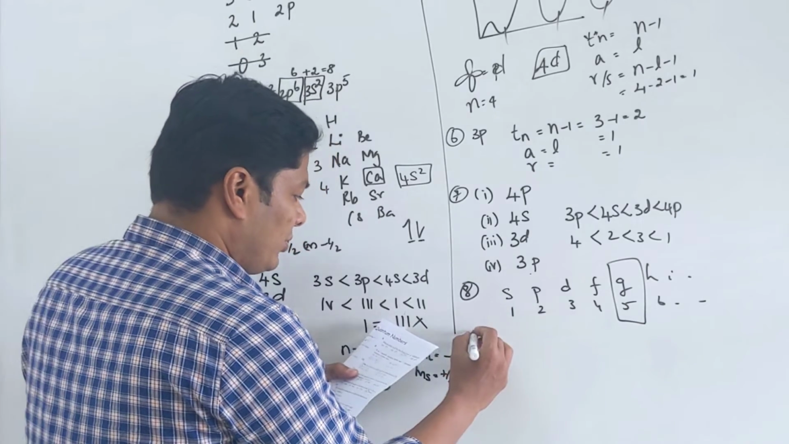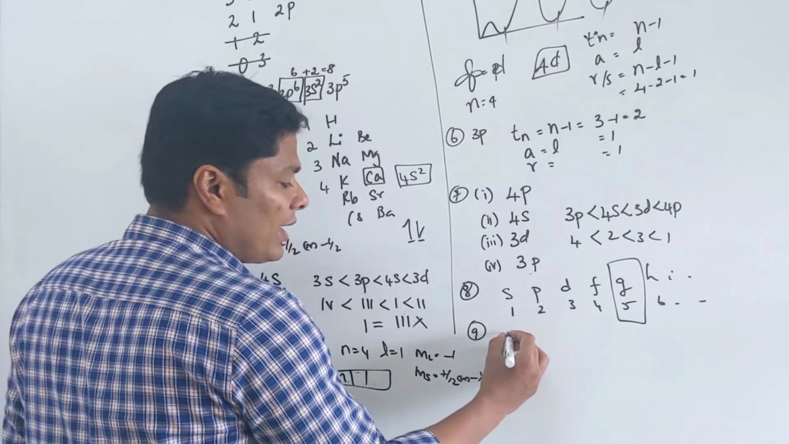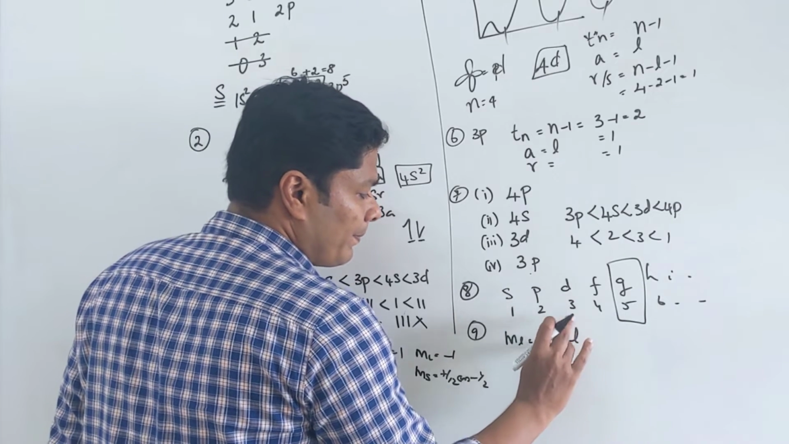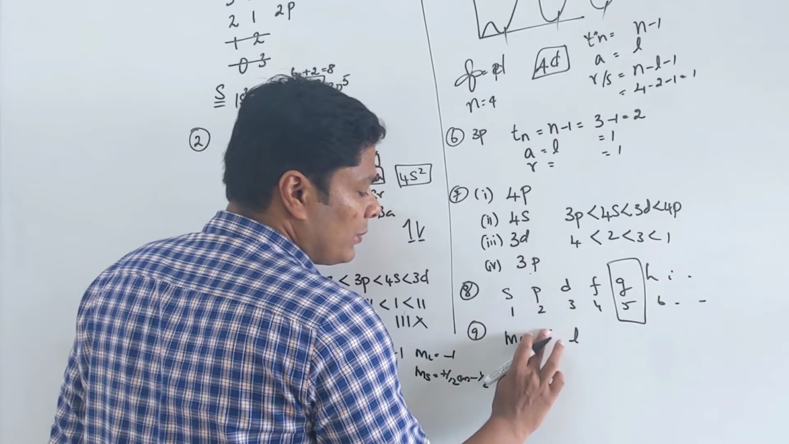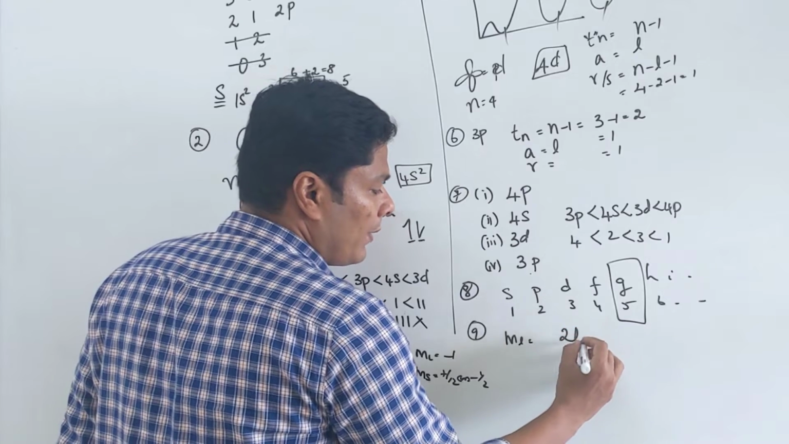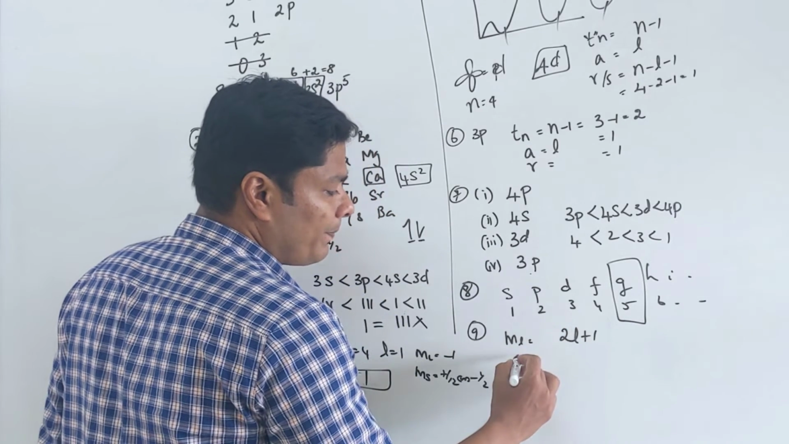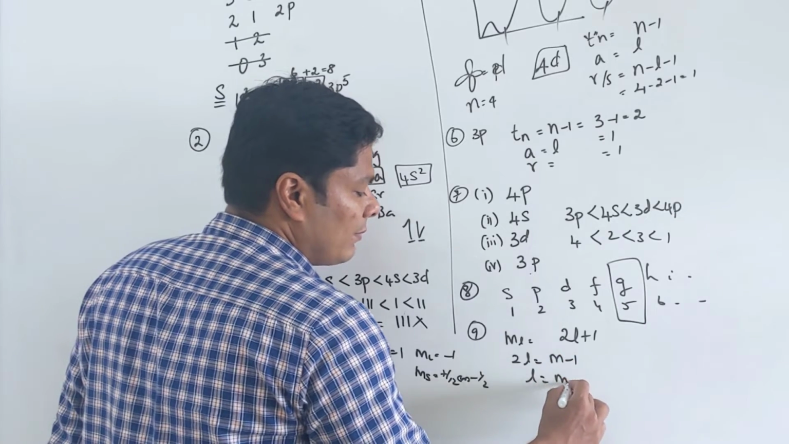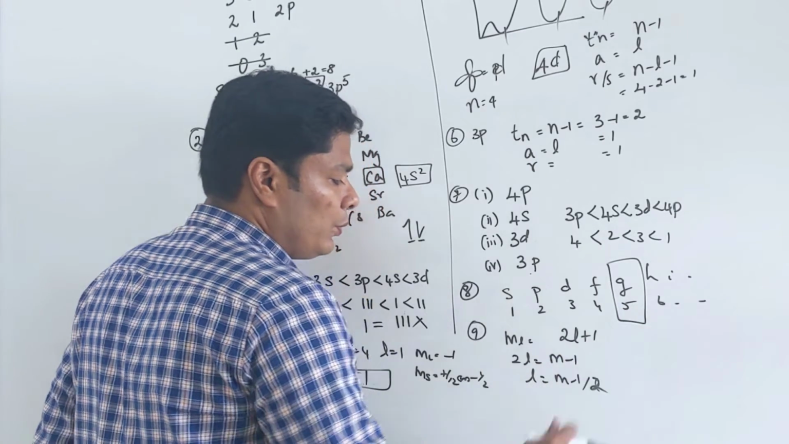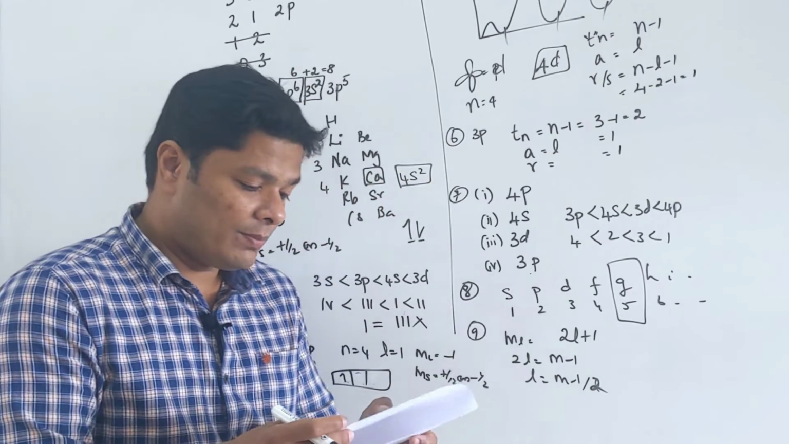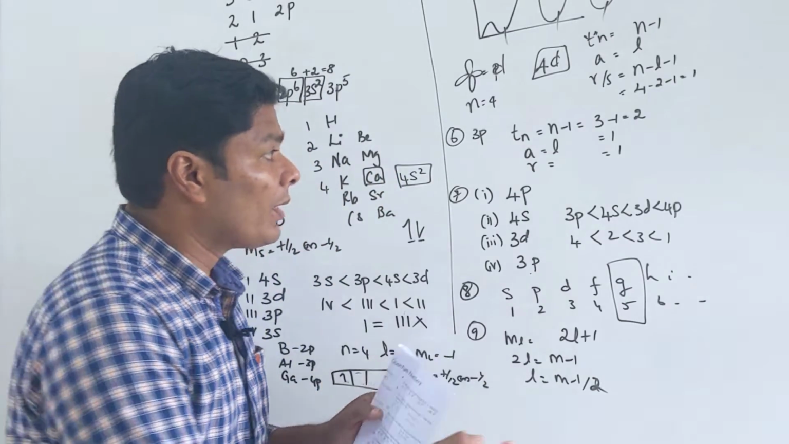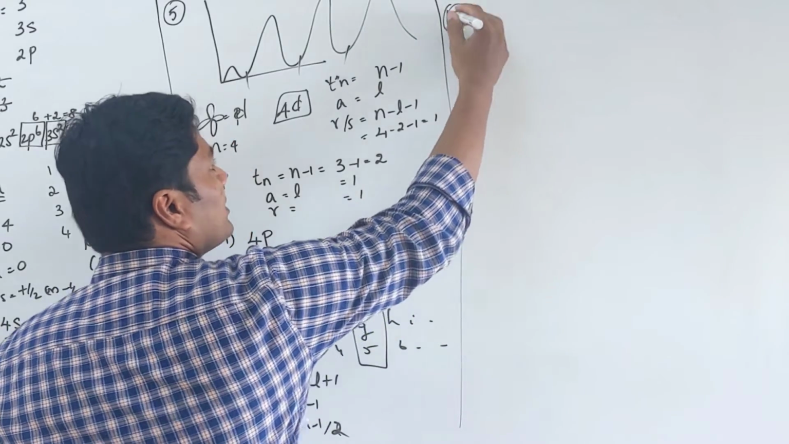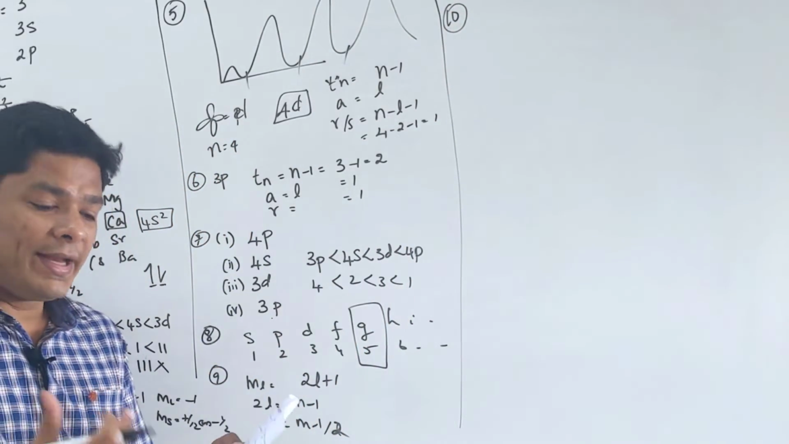Ninth one is just basic algebra. What are the ml values possible in total? 2l plus 1 equals 12, so l equals (m minus 1) by 2. Just basic algebra. Option Charlie. Okay, we are doing this fast for one particular reason. It's an easy chapter. I want you guys to gain the speed.